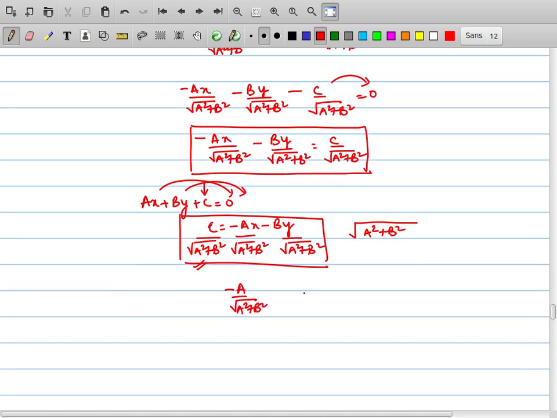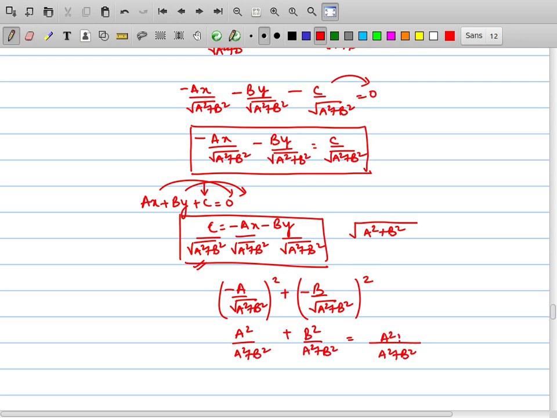What is the coefficient of y? Minus b upon under root a square plus b square. Their sum of squares should be 1. Let's see what their sum of squares is. A square upon a square plus b square, and b square upon a square plus b square. The LCM is a square plus b square, and in the numerator we get a square plus b square, and this cancels out and gives you 1. Therefore, both the conditions have now been met and we have successfully converted our general form into normal form.